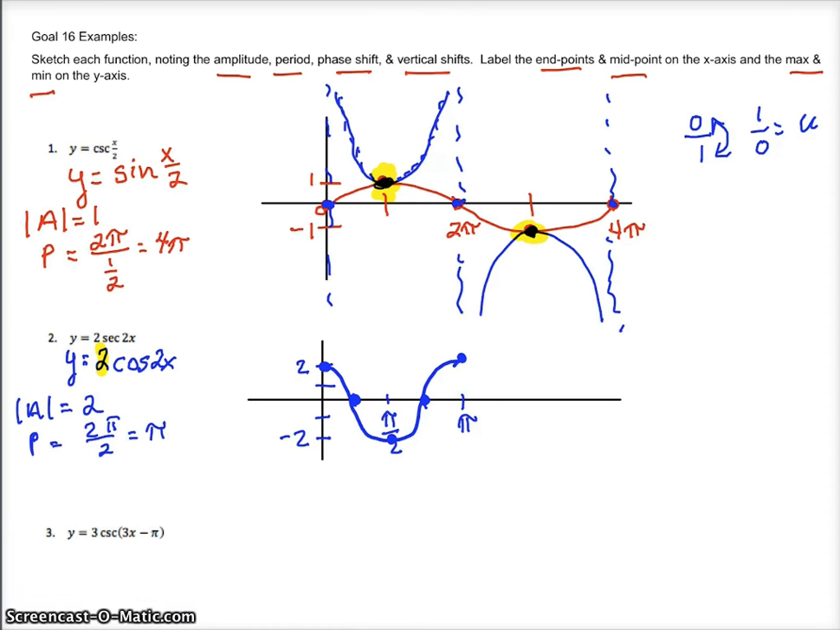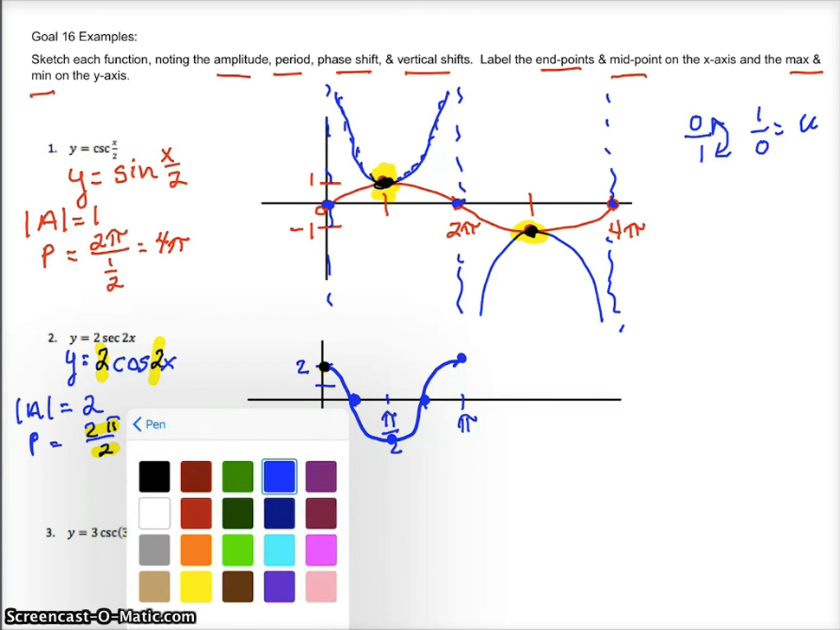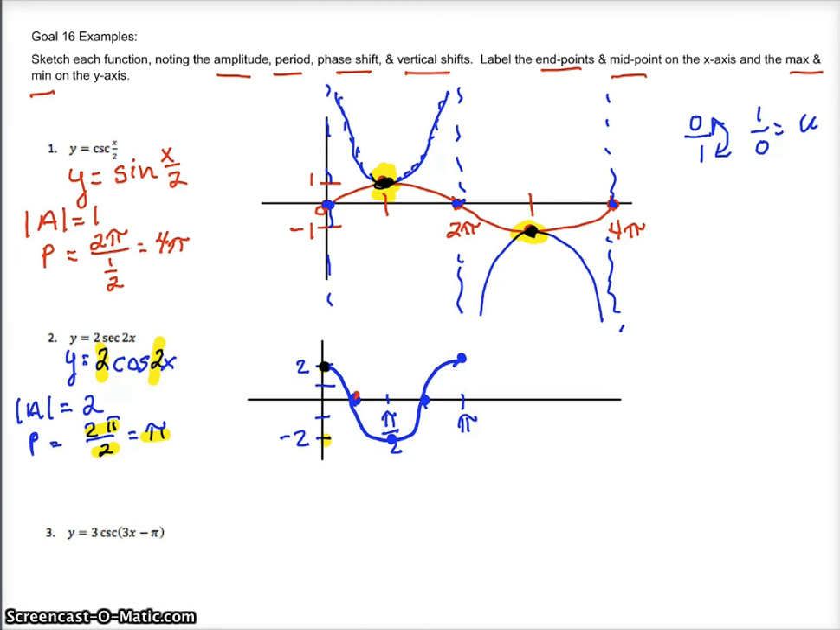Okay, so the amplitude of cosine is 2. So there's my max and min at 2 and -2. The period is, the value for b is 2, and 2 pi divided by 2 is pi, so the period length is pi. So with using cosine to sketch secant, remember that wherever cosine equals 0, secant, its reciprocal, will be undefined. Wherever cosine opens down, secant will open up, and wherever cosine opens up, secant will open down, remembering not to pass through those vertical asymptotes.